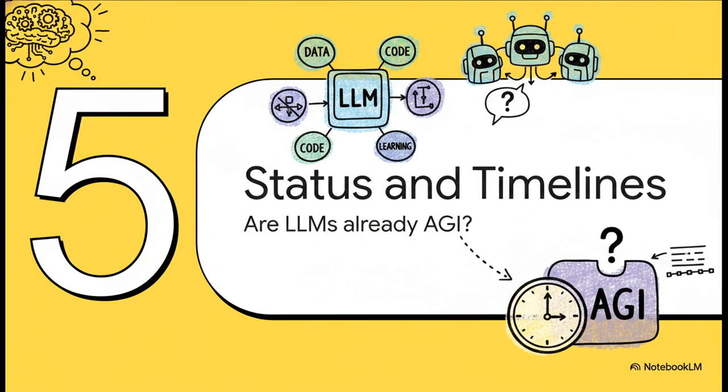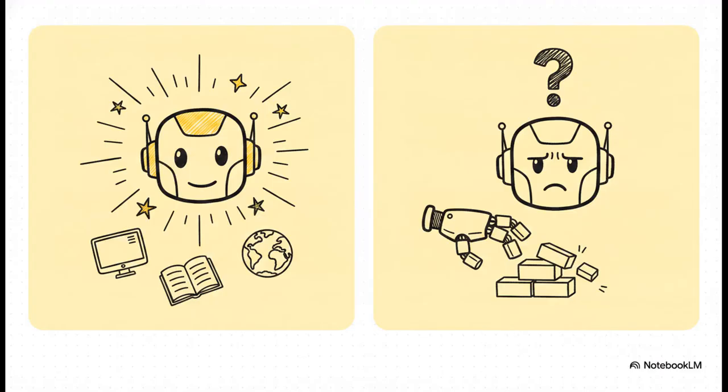Now, Section 5, Current Status and Timelines. Are large language models already AGI? So there's an intense, ongoing debate right now in the computer science community. The optimists out there look at state-of-the-art models and see what some researchers are literally calling sparks of AGI. They point out that a single model can now write complex code, translate multiple languages, easily pass the bar exam, and analyze complex images, all of which shows a really high level of general capability.